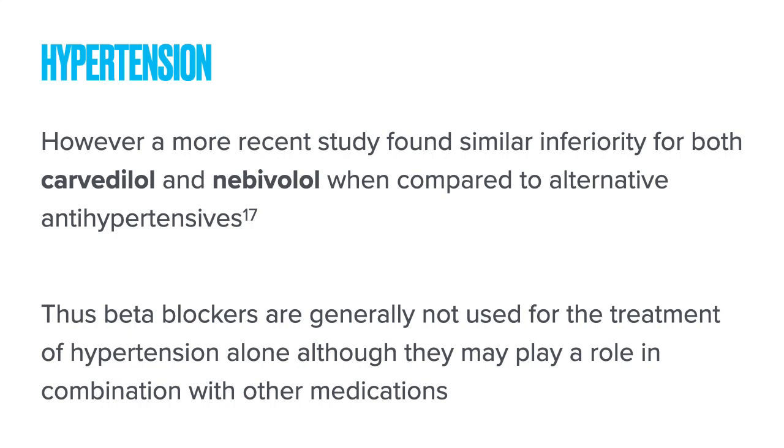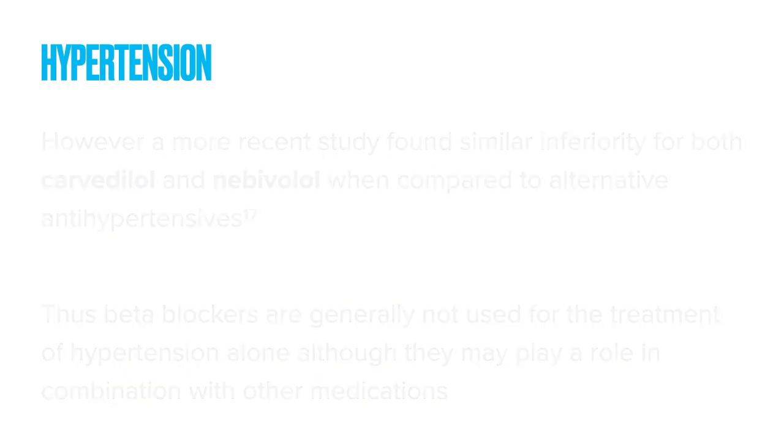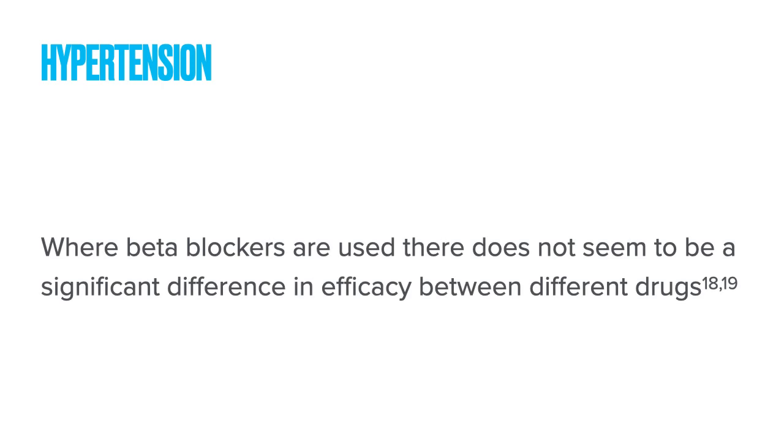For this reason, beta blockers are generally not used as a first-line antihypertensive, although of course they may be part of an overall hypertensive strategy in a patient who has other indications for beta blocker use. Where you are using a beta blocker, there doesn't seem to be a significant difference in efficacy between the different drugs. Particularly thinking about nebivolol's additional vasodilatory effects, it doesn't seem to make it any better at reducing blood pressure than, for example, bisoprolol.